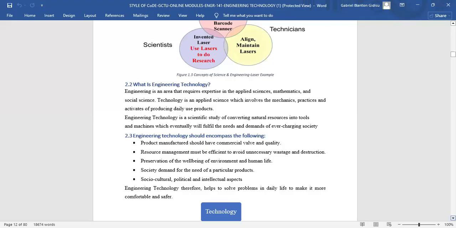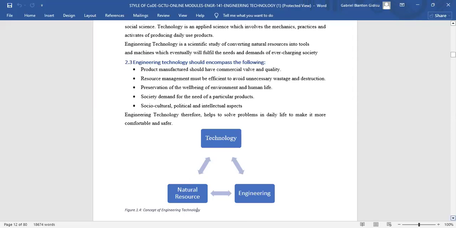So engineering technology, therefore, helps to solve problems in daily life to make it more comfortable and safer. Unfortunately, we are rather making it uncomfortable and we are making it dangerous. Look at what is going on in Israel and Iran. And look at the activities of the United States of America. Look at what they are involving themselves in. This should tell you that we are rather bringing up destruction instead of maintaining.